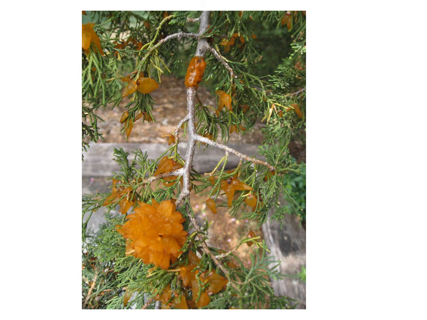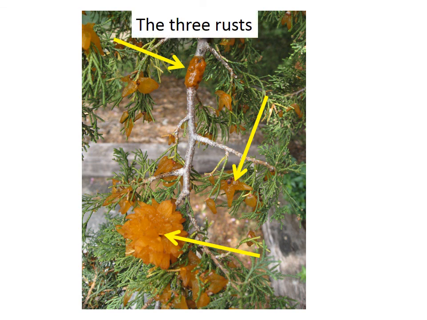So here we actually have all 3 rusts on the same branch. Here's cedar apple rust, hawthorn rust, and quince rust. So again, that's a brief summary to compare and contrast those common diseases, so you'll know which ones you're seeing as you go out and look at your trees this year.